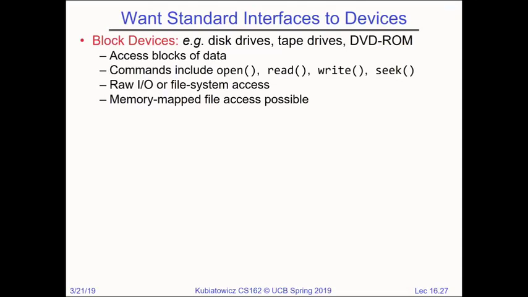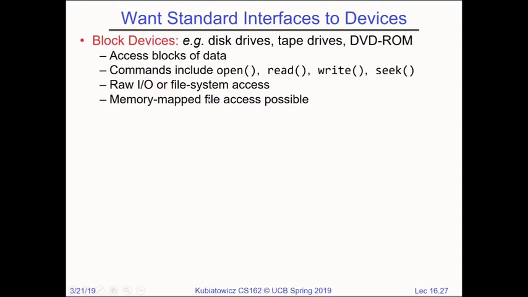So one type of standard interface is a block device, which I mentioned. So things like disk drives, tape drives, DVD-ROMs, etc. Basically going to access blocks of data. How big is a block of data? Probably 4K. That's always a good answer, right? Commands include things like open, read, write, seek. Potentially we could have raw I/O or file systems. So you can actually get at a disk drive by doing a raw open, which gives you all the blocks if you're in kernel mode, or you could open a file in the file system. Okay, there's lots of different ways to get access to it.